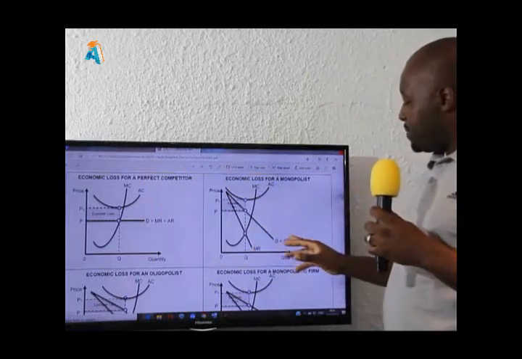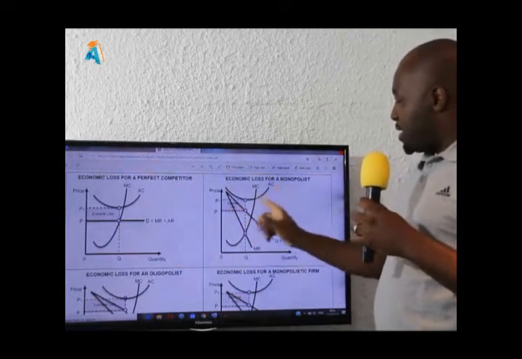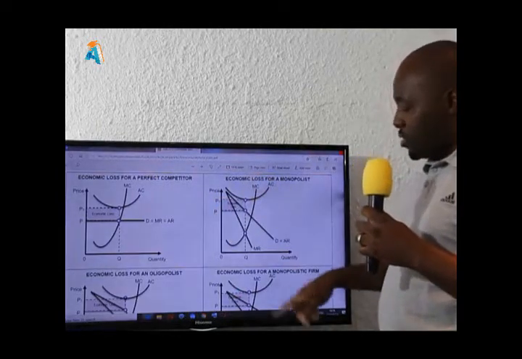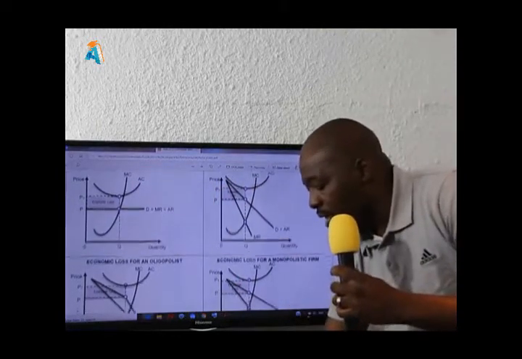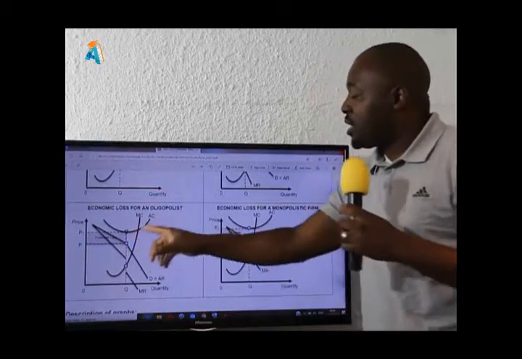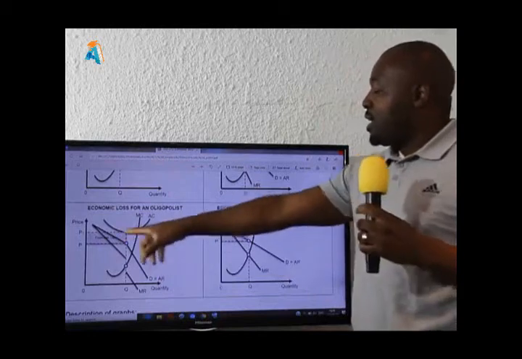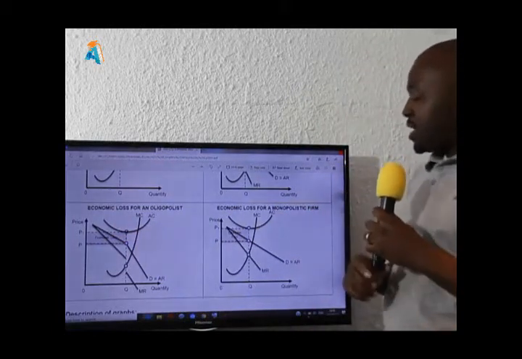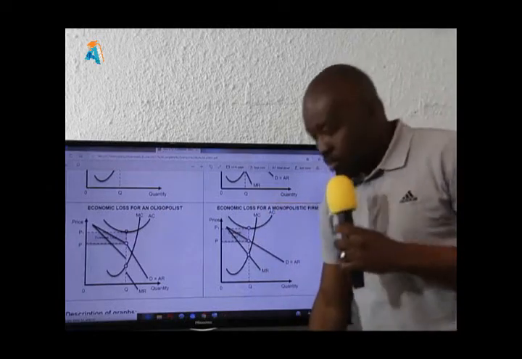Same applies here, AR, P, AC, P1. P1 is greater than P, so economic loss. And then the last one, oligopoly, same scenario, AC is greater than AR. Here, same thing, AC is greater than AR, so the firm is making economic loss.